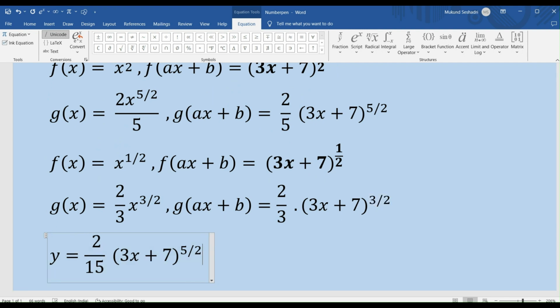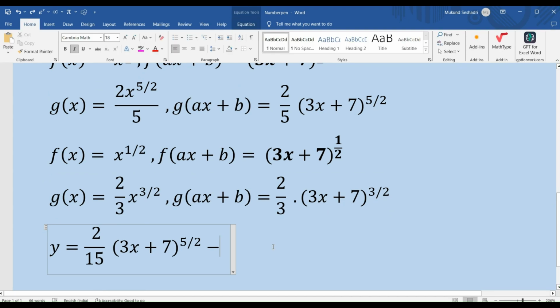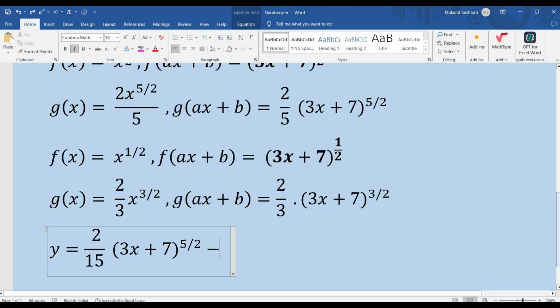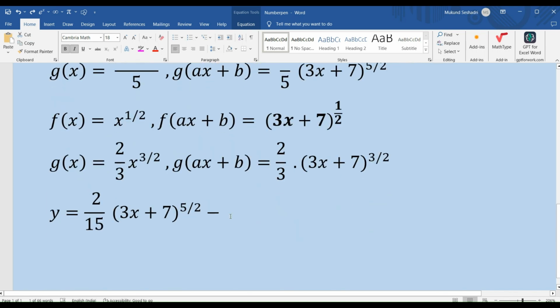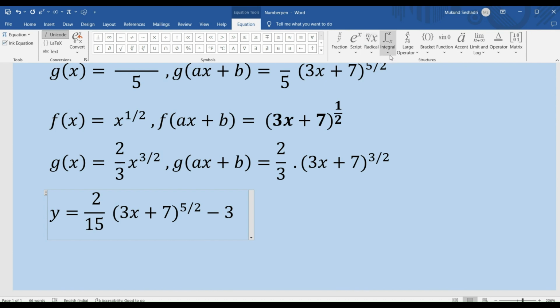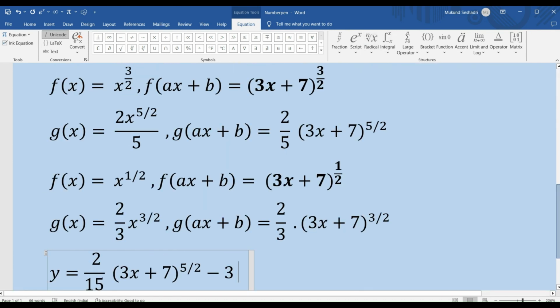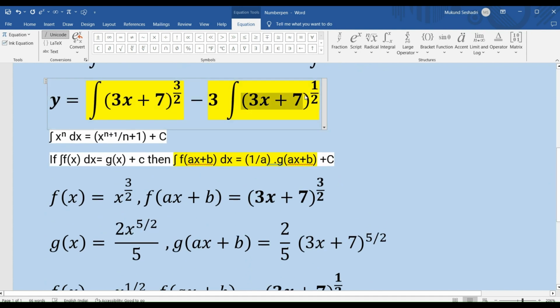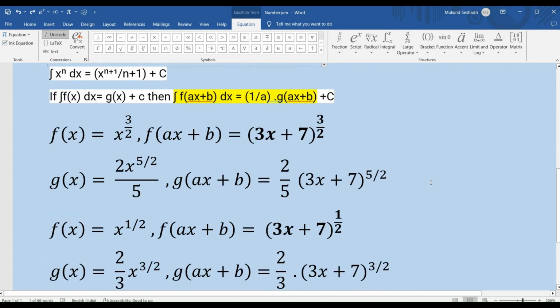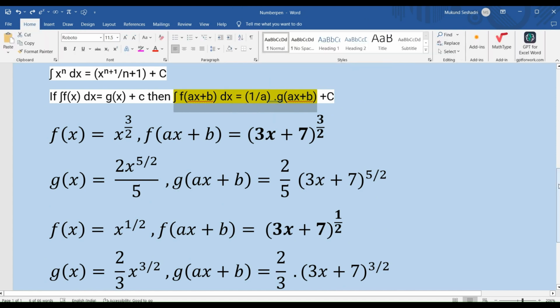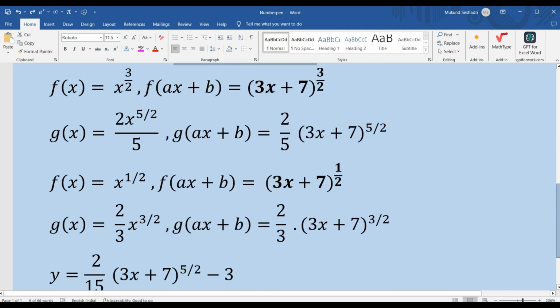Now I'm going to solve for the second part of y. Now I go back to my y. I see that my y has a 3 here. So I'm going to write down that 3, which is outside the integral. And then my integral of 3x plus 7, the whole power half is what we are trying to solve, right? So the answer for that is, which I derived from the formula we have just highlighted earlier, is 1 by 8 times g of ax plus b, right?